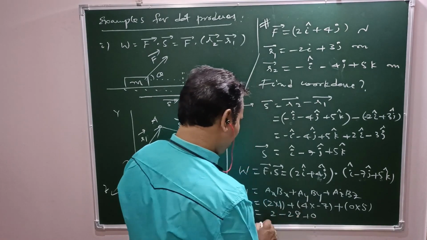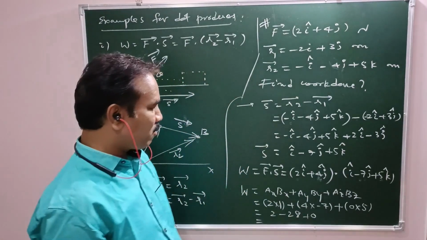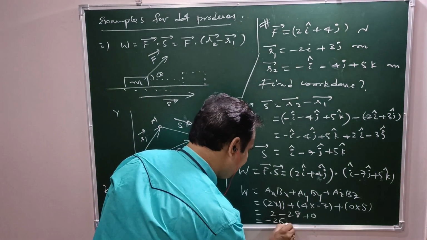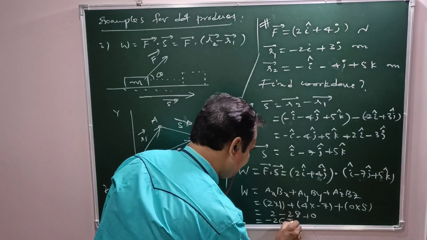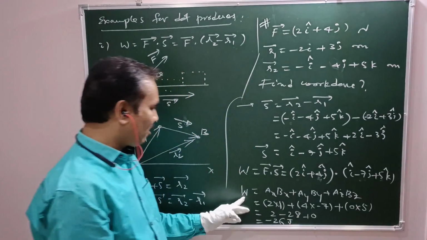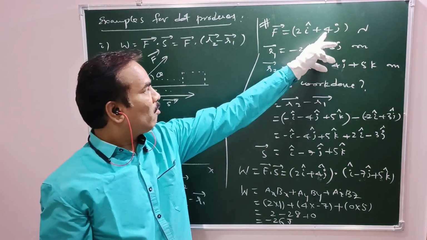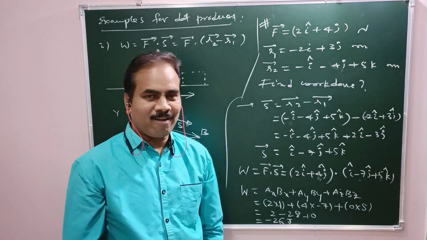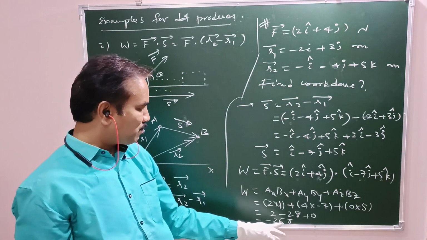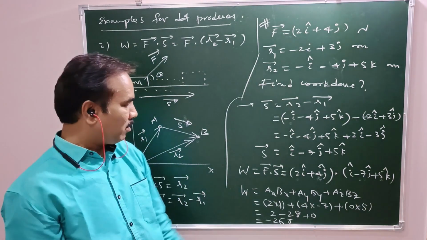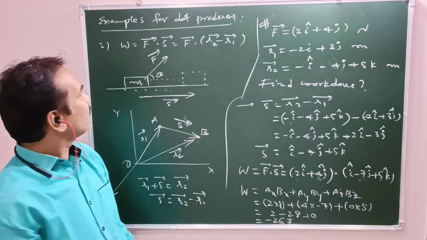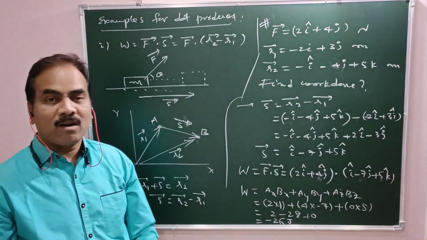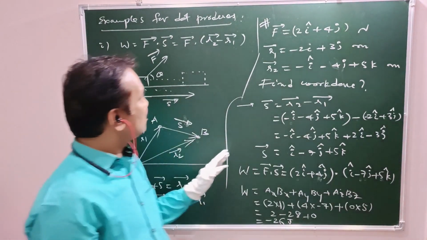plus 0. So what is work done? 2 minus 28, that is minus 26 joules. So what is the SI unit for work done? Joule. Why? Because force and displacements, that is position vectors, are in SI form. So work done must be expressed in SI, that is joule, minus 26 joule. So this is work done, that is the dot product of force and displacement vectors.